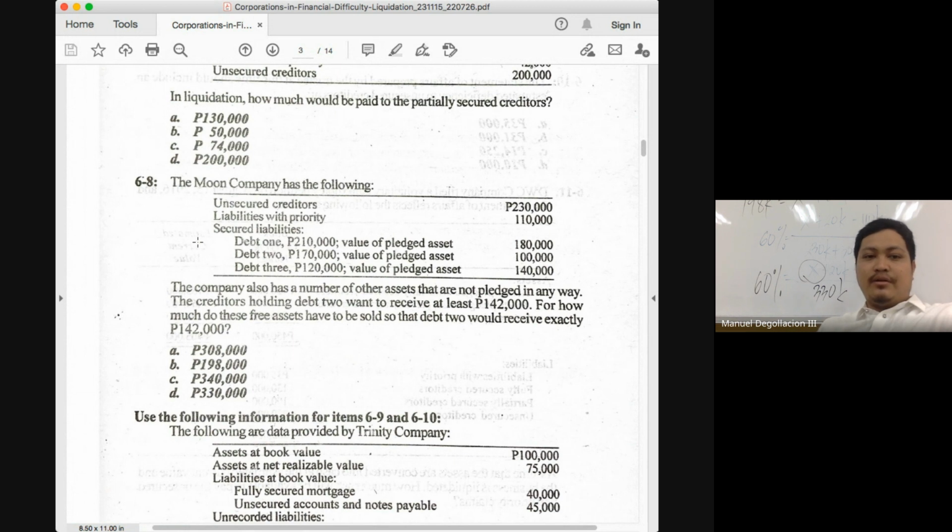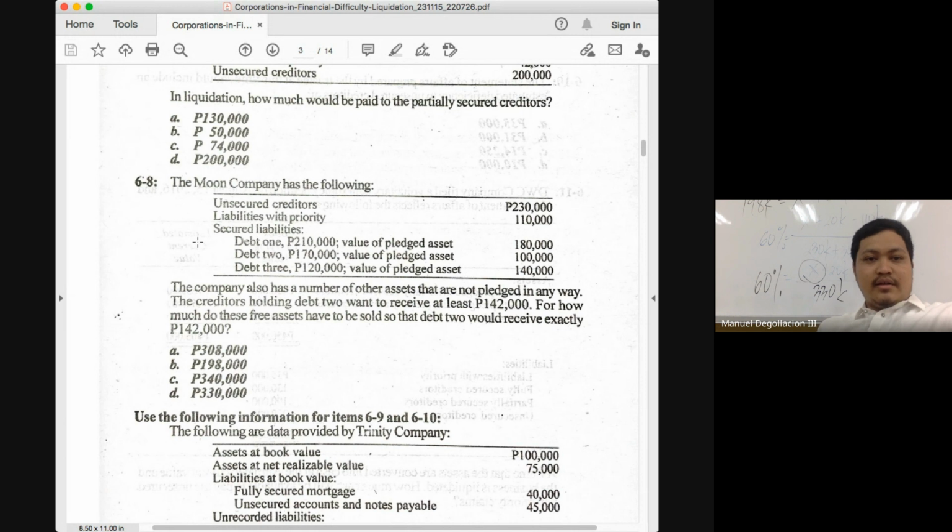What do you do here? How much is the unsecured portion? 30,000. And you multiply the 30,000 with the recovery rate of 60%. And you would get 18. So the total amount that they would receive would be 198,000.